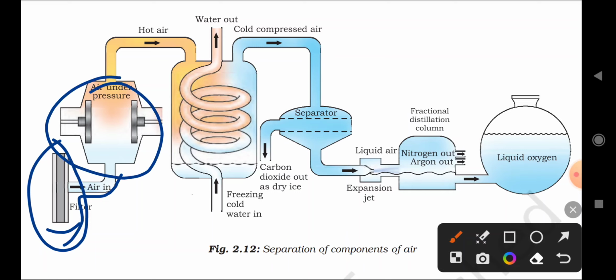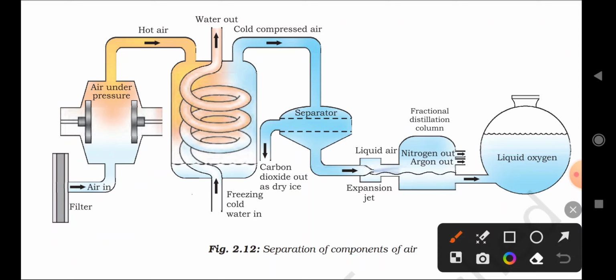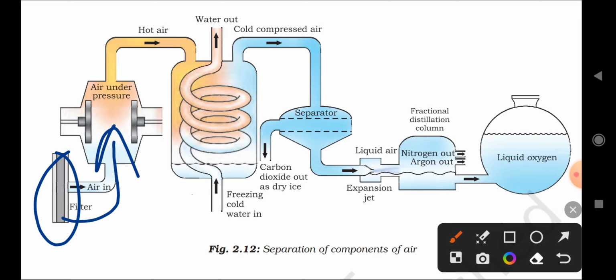So first we will take the air and pass it through. We have to filter the air first, and the filtered air is passed through the high pressure region, and the air will be pressurized. Pressurized air gets hot, and the hot air is passed through the water in a cooler.